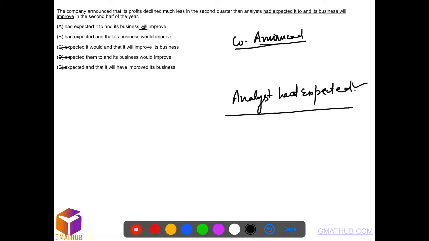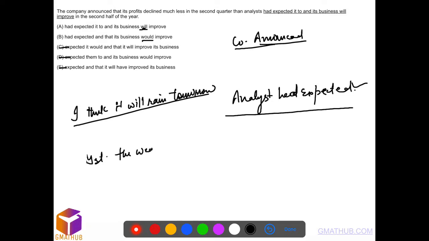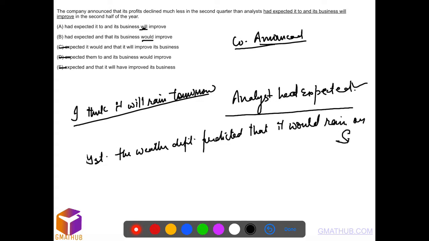Then after that, will and would. Both refer to the future, but the usage is different. For example, I think it will rain tomorrow. Versus, yesterday the weather department predicted that it would rain on Sunday.